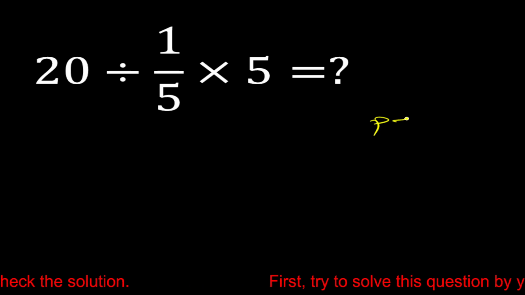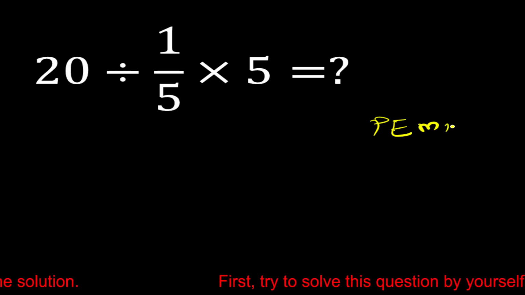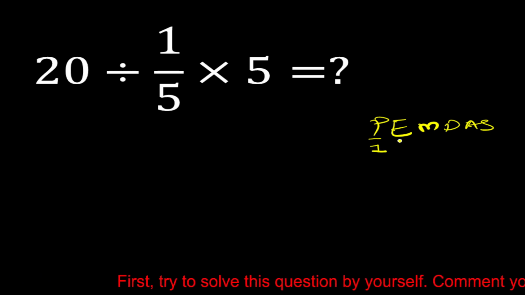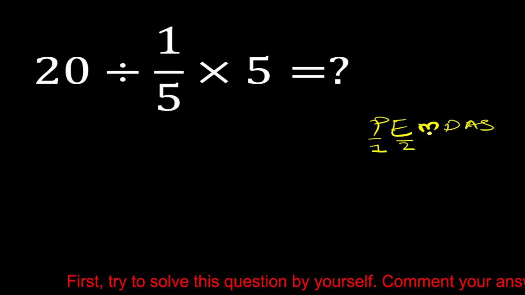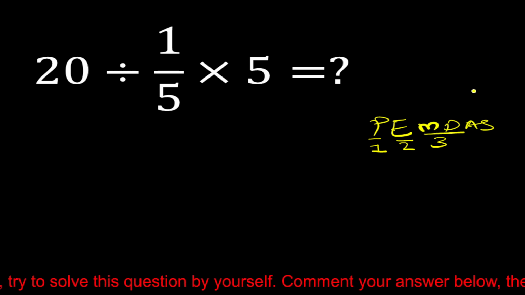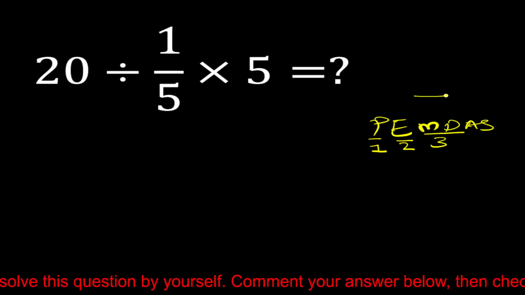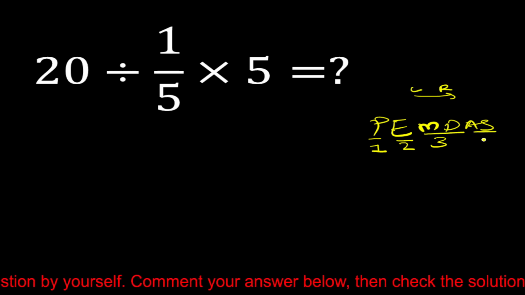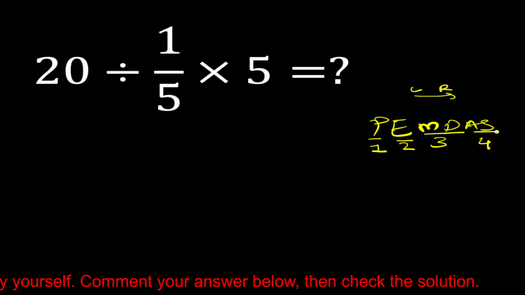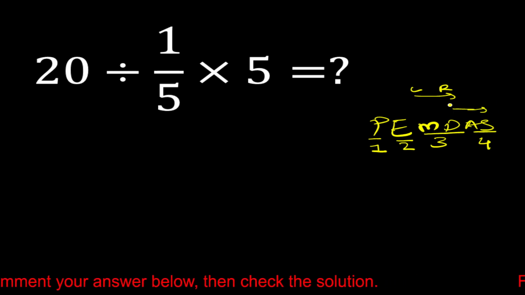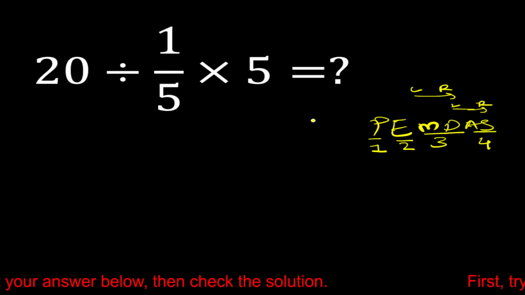PEMDAS. According to the PEMDAS rule, first priority is parenthesis, second priority is exponent, third priority is multiplication and division. Here multiplication and division both have equal priority, so we have to solve from left to right. Fourth and last priority is addition and subtraction. Also addition and subtraction both have equal priority, so we have to solve from left to right.